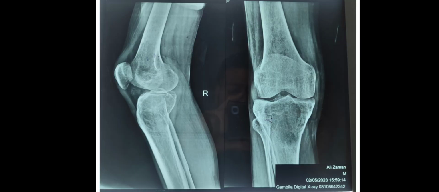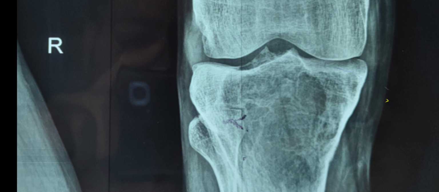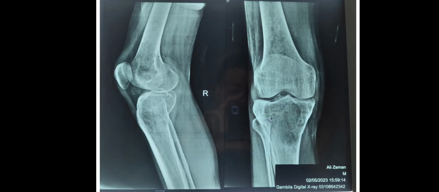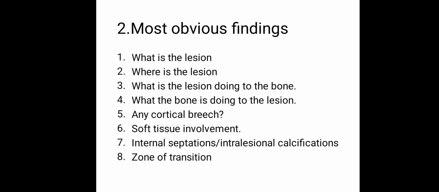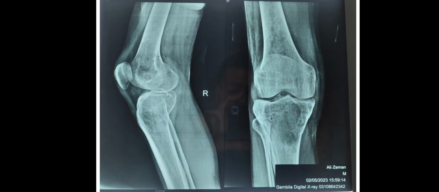Then regarding the septation, they are visible especially on the AP radiograph, but there are no signs of intralesional calcification. The last question is the zone of transition, and by zone of transition we mean whether there is clear demarcation with pinpoint accuracy between the affected and the normal bone. So the demarcation can be made clearly between the diseased and the normal bone, so there is narrow zone of transition, and all these signs are suggestive of a benign bony lesion.